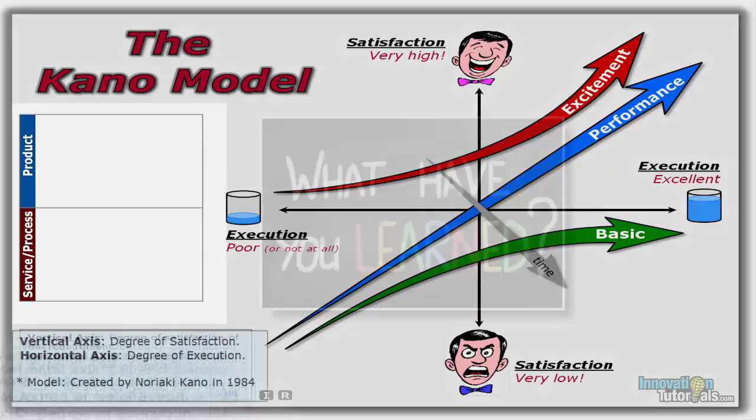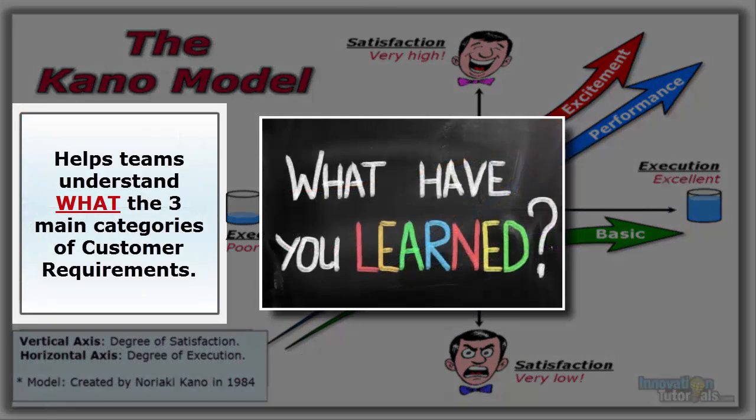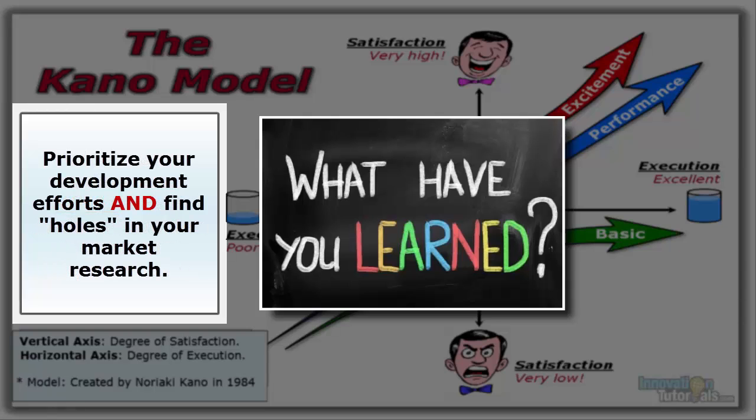To summarize, the Kano model helps teams better understand what the three main categories of customer requirements are and how they influence satisfaction, so you can prioritize your development efforts and find holes in your market research.